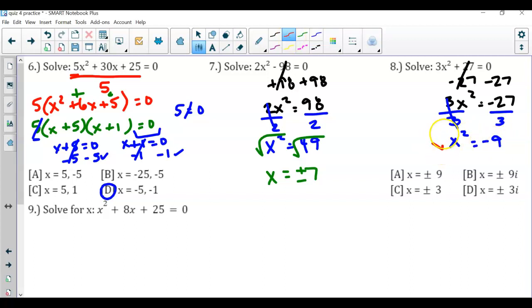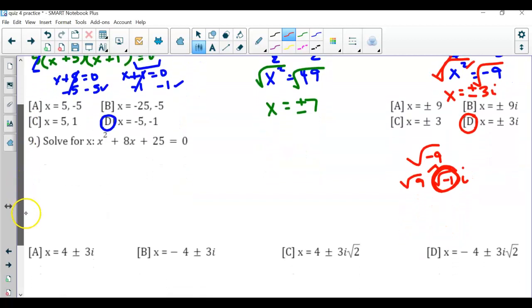Now x squared, so take the square root. Here I've got x is equal to plus or minus, not just 3, right? Because we have the square root of a negative 9, which if you recall, we need that to be positive. So that's the square root of 9 times the square root of negative 1. And the square root of negative 1 is always i. So this is plus or minus 3i, which is why the answer here is B.